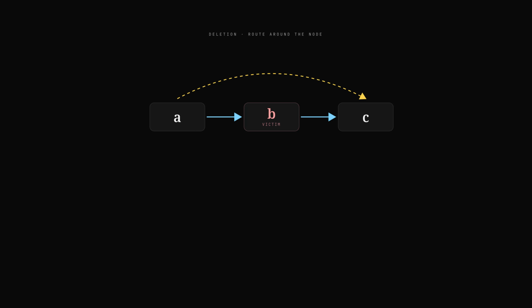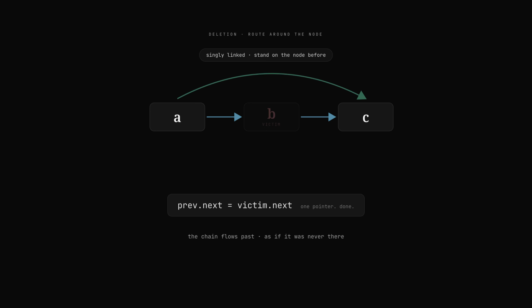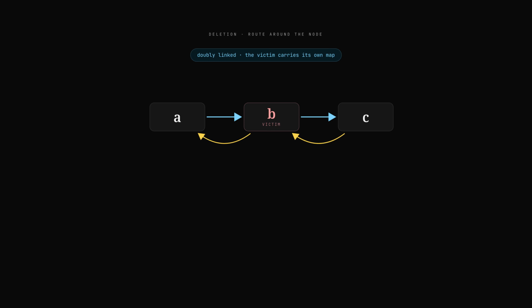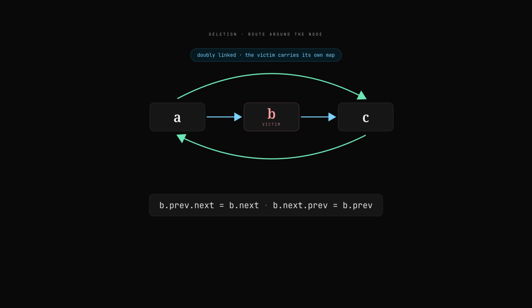You route around the node. In a singly linked list, stand on the node before the victim and write one pointer, previous.next equals victim.next. The chain now flows past the victim as if it was never there. In a doubly linked list, it's even cleaner because the victim carries its own map. Its prev pointer knows who's behind it. Its next knows who's ahead. Wire those two to each other, 2 writes, and the node has unlinked itself. No walking at all. Now notice what didn't happen in either case.